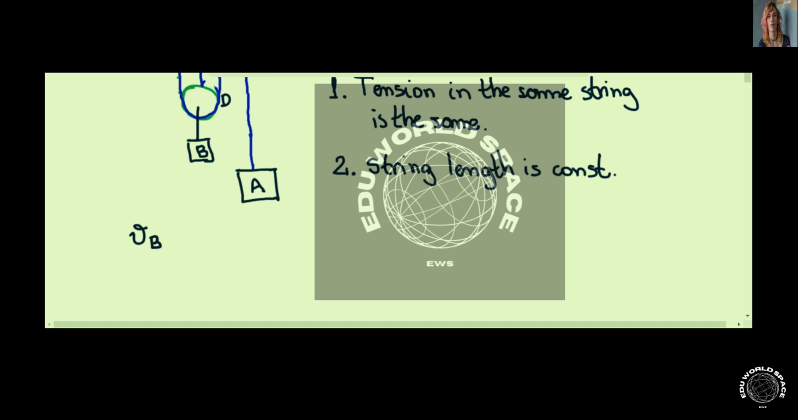Basically, we have the information that the two blocks start at rest, and our goal is to find what is the speed of block B after a time t that is equal to 2 seconds. In order to find the speed, I'm first going to find what is the acceleration of block B. And with the acceleration, we can use the formula that the speed is equal to the initial speed plus the acceleration times the time t.